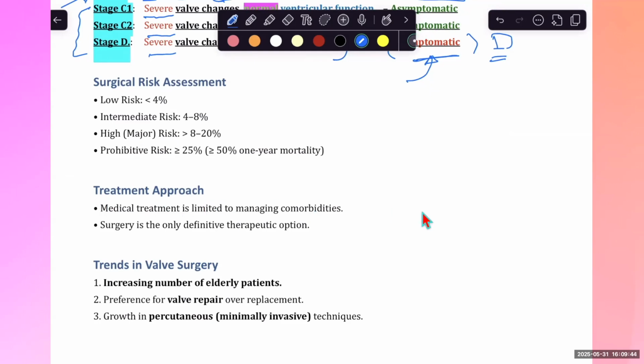As you see, we are speaking here broadly speaking. I did not say mitral or aortic or tricuspid or pulmonary or whatever. I'm just saying patient with valvular disease. Usually, the medical treatment is limited. It's just to manage the comorbidities that will arise, but it will not solve the problem itself, which is the problem in the valve, and the surgery is the only definitive therapeutic option.